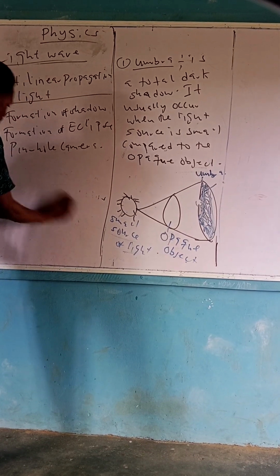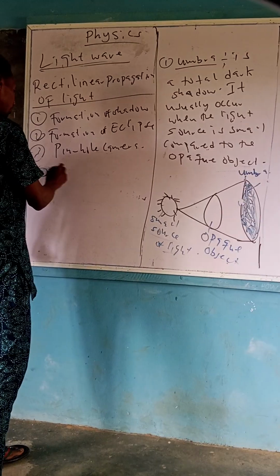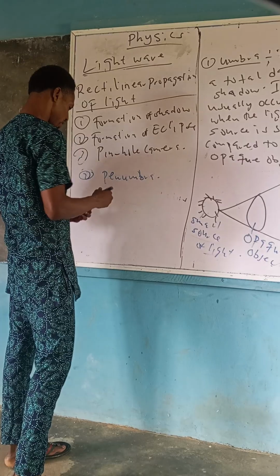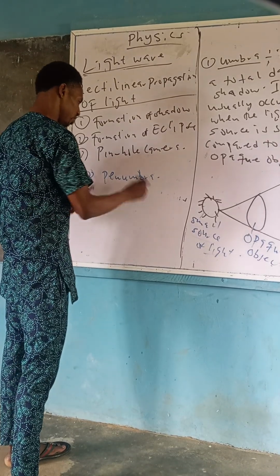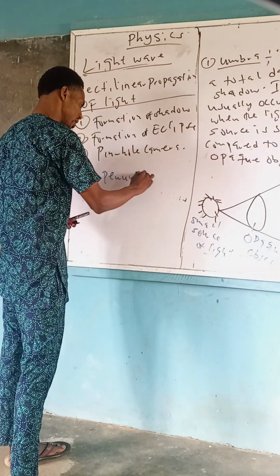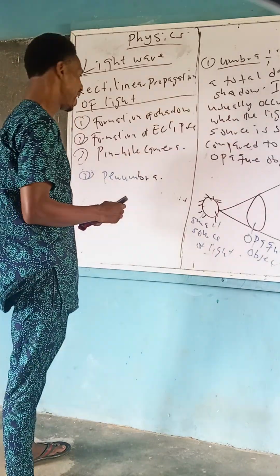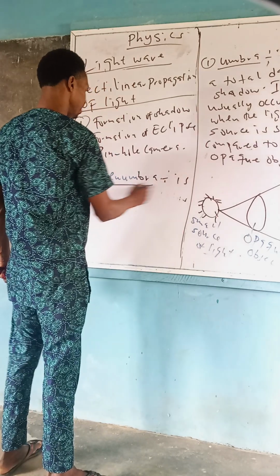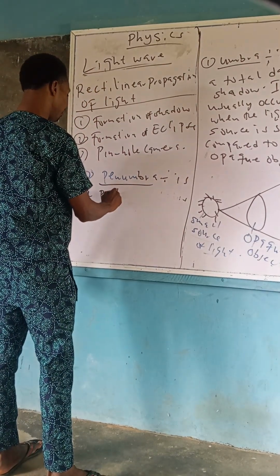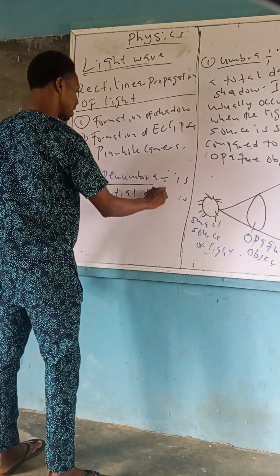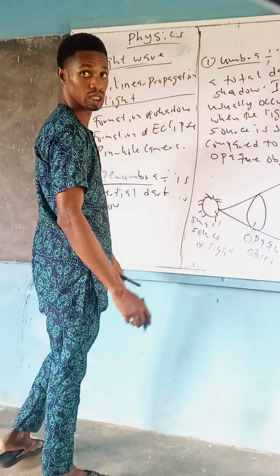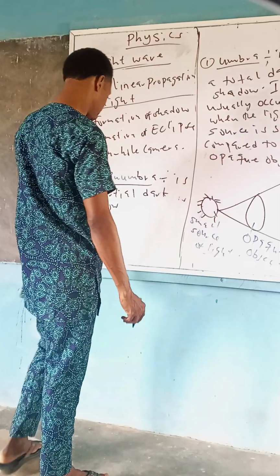Now, let me explain the second type of shadow, which is penumbra. Please take note of it. Penumbra is a partial dark shadow. That is penumbra, a partially dark shadow.